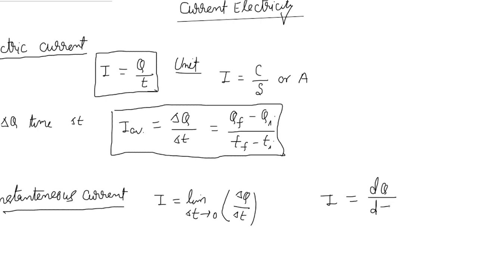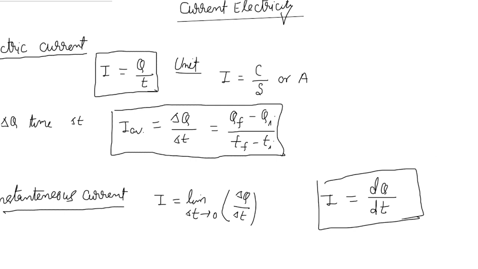If charge is given to you as a function of time, then we calculate the value of current as I equal to dq upon dt. Clear so far? Then we will discuss further.